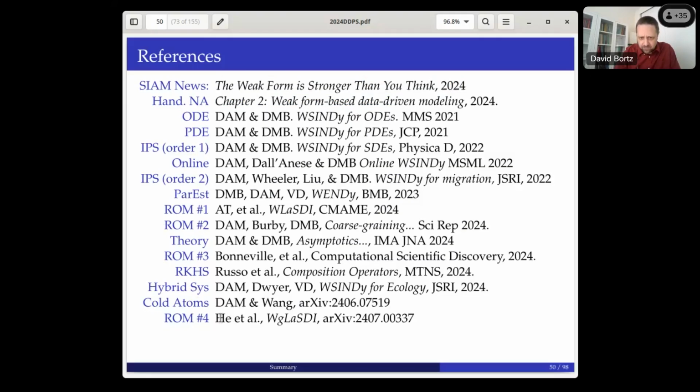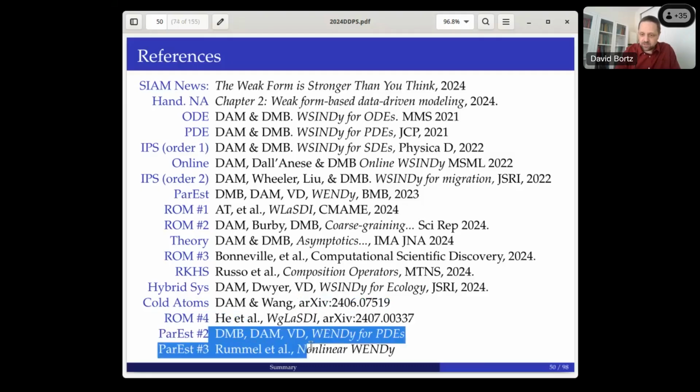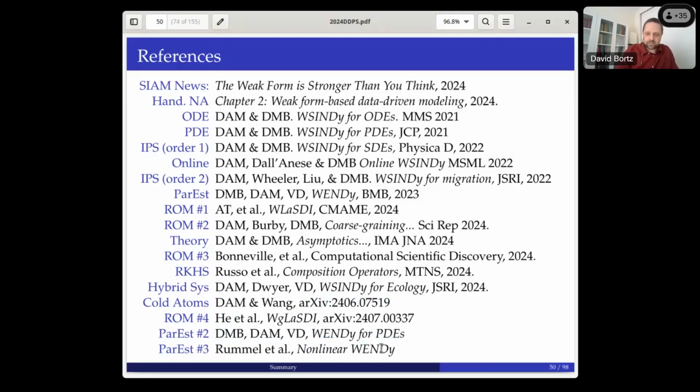Actually, this one, the fourth reduced order model paper, has been accepted. And then these are the two things that are in progress right now: nonlinear parameters, and also estimation for the PDEs. And I think that's the talk.